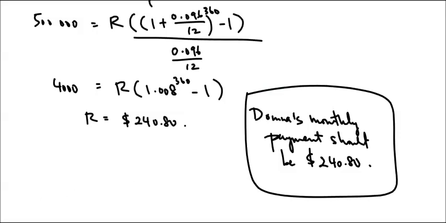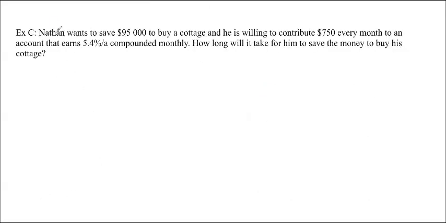Okay, we're going to do one more here. Nathan wants to save $95,000 to buy a cottage, and he is willing to contribute $750 every month to an account that earns 5.4% per annum compounded monthly. How long will it take for him to save the money to buy his cottage? So again, we're going from 0 to $95,000. We want to save that much money up, so we're not just getting a loan and then paying it off.